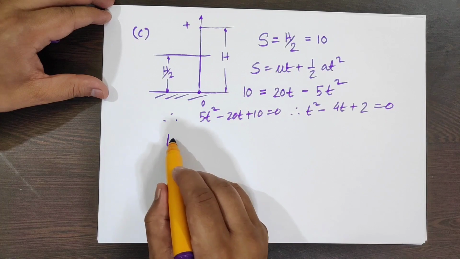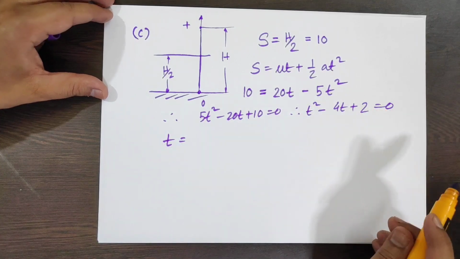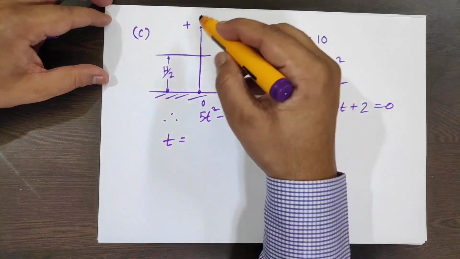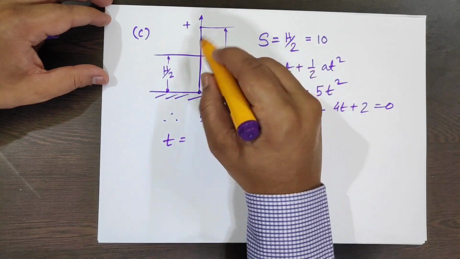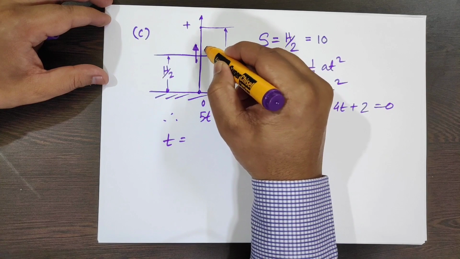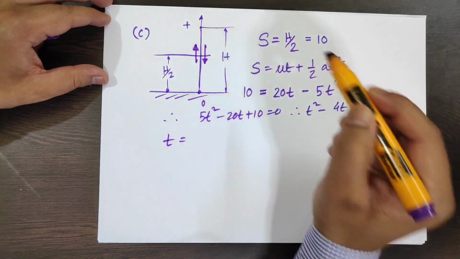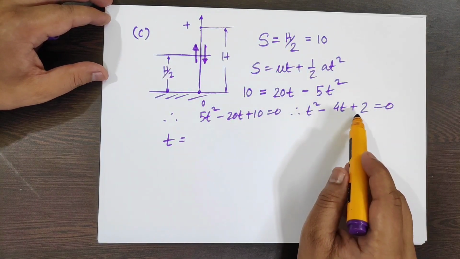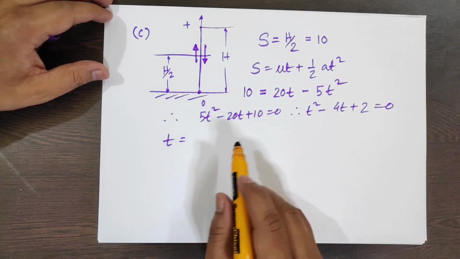So obviously you will get a quadratic equation. As you have got a quadratic equation, it makes sense, because the displacement is half of the height, it is at that point 2 times, while it is going up and while it is coming down. So we will solve and get two values of time.